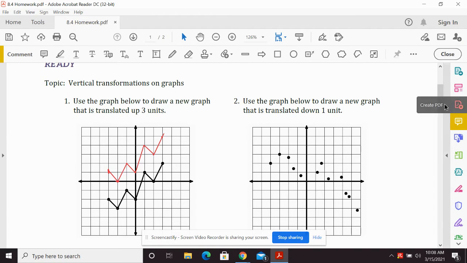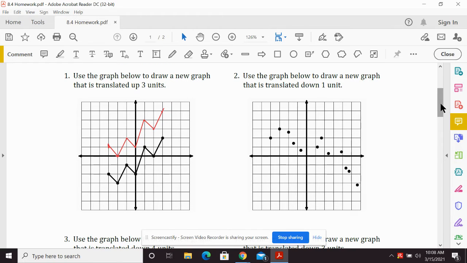You're done. So then number 2, you're doing the same thing, except these are not connected by lines, so you do not need to connect them with a line. So you're just going to move all these points down 1 unit. Down 1, down 1, down 1. So this guy, I'm going to move him down 1.